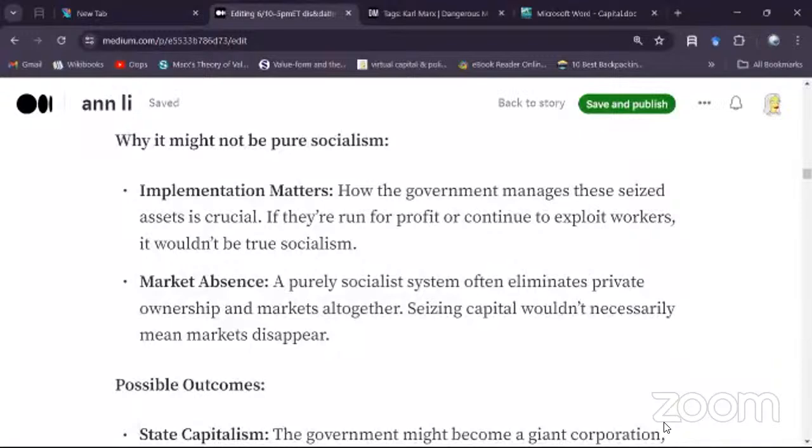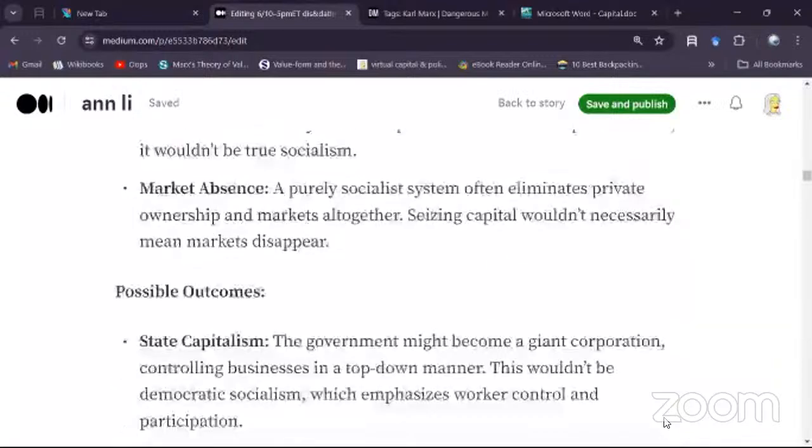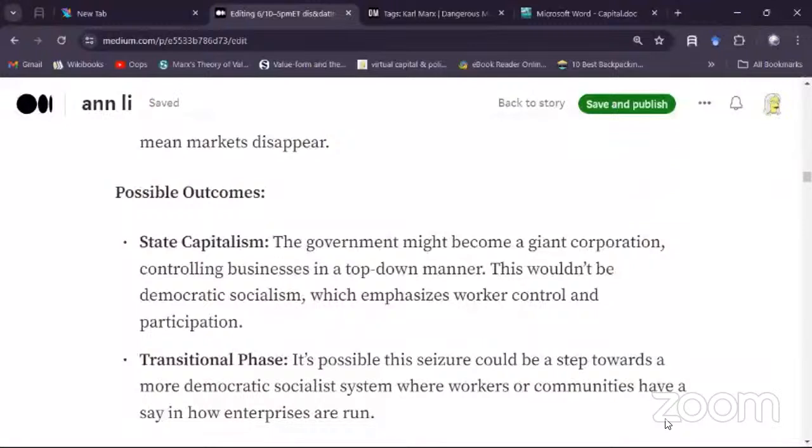Now, there are possible outcomes. State capitalism, this is the Chinese model, and the argument against the Soviet Union, for example: the government might become a giant corporation controlling businesses in a top-down manner. For example, even in Russia currently, I think you still have quasi-state-owned enterprises for the defense sector. This wouldn't be democratic socialism, which emphasizes worker control and participation. And that's not what happens in either Russian or Chinese state-owned enterprise capitalism, state capitalism.